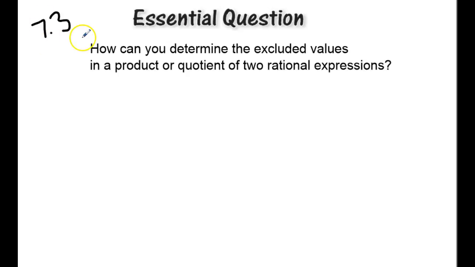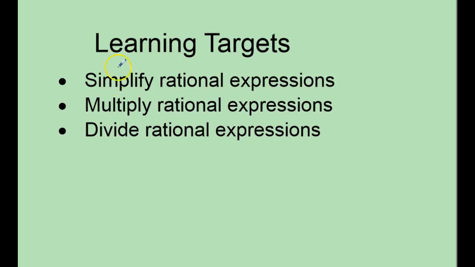All right, here's section 7.3, and our essential question is how can you determine the excluded values in a product or quotient of two rational expressions? Now just remember that product is multiplying and quotient is dividing. So our learning targets for this section are pretty easy. First we're going to simplify rational expressions, then we're going to multiply, and then we're going to divide.